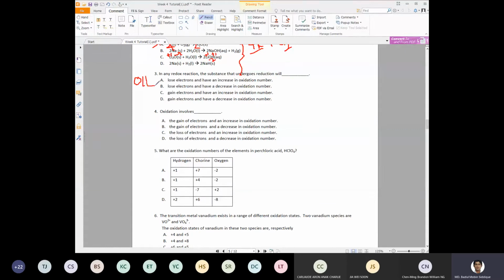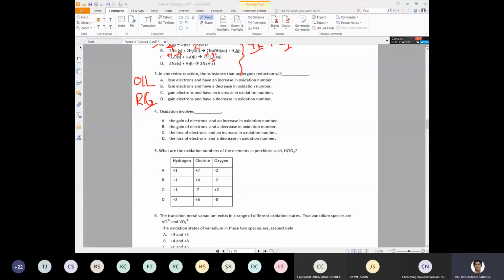Whatever, just remember OIL RIG. Oxidation is losing, reduction is gaining. So here it says that it undergoes a reduction. That means electrons will be gained. For sure, the electron will be gained. That is the first thing.